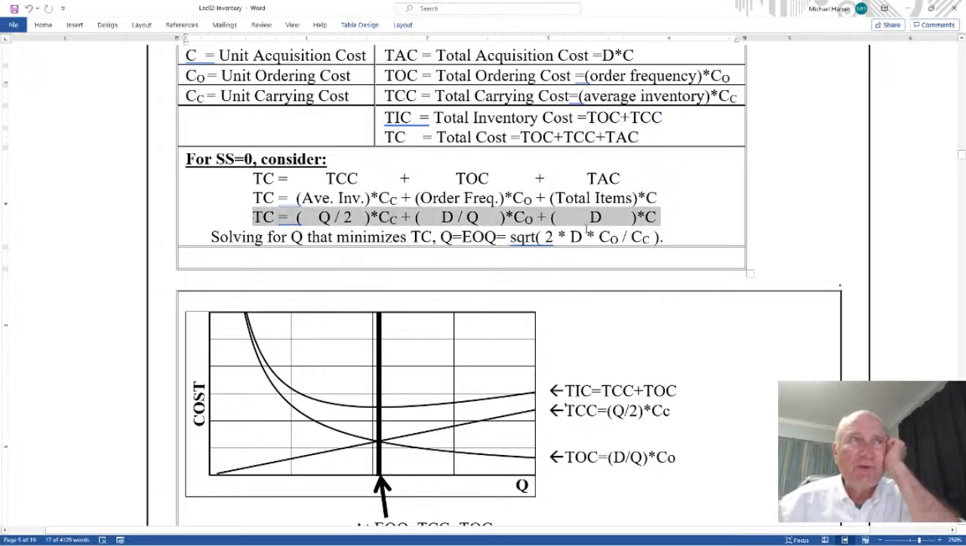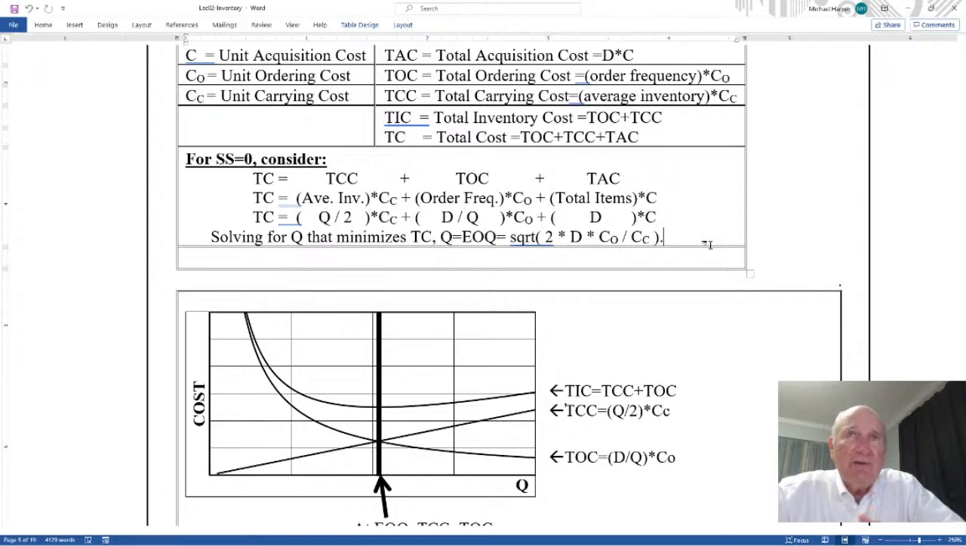I'm sure some of you are very familiar with this. Use calculus: take the derivative, set it equal to 0, and solve for Q. That's how it's done. In this particular case, a lot of EOQ models use calculus to determine the lot size.